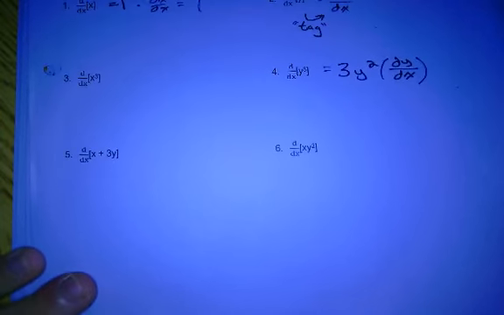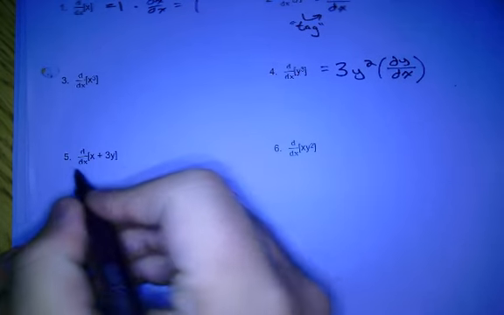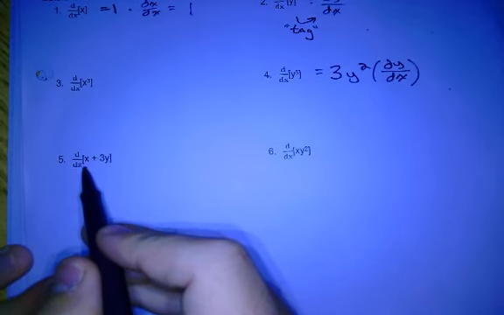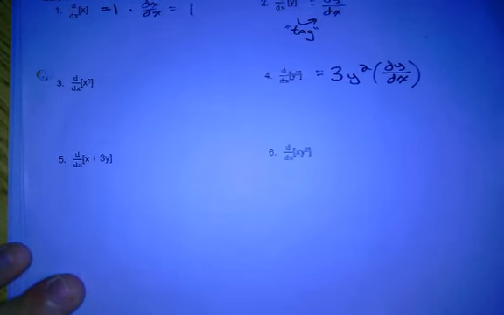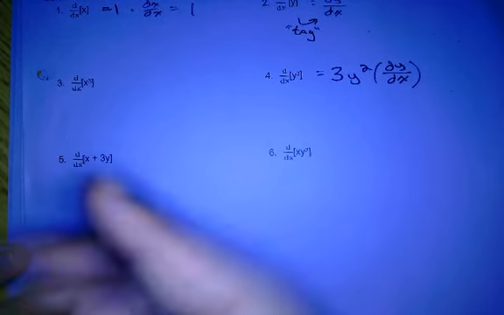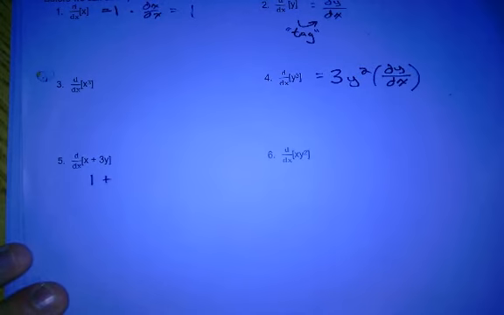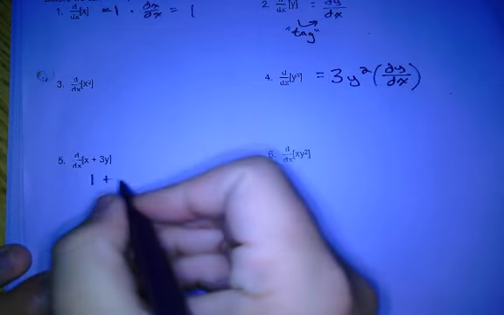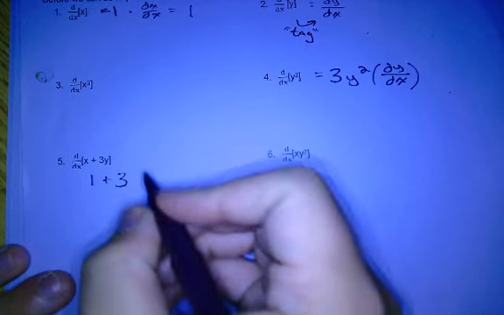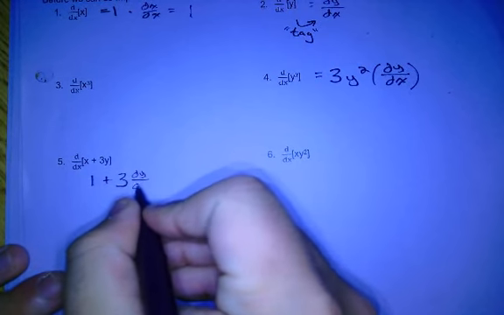Alright, so, for instance, number 5 here. Let's go ahead and take the derivative with respect to x. What's the derivative of the first one? Plus, what's the derivative of the second one? 3. Yeah, I gotta tag it.